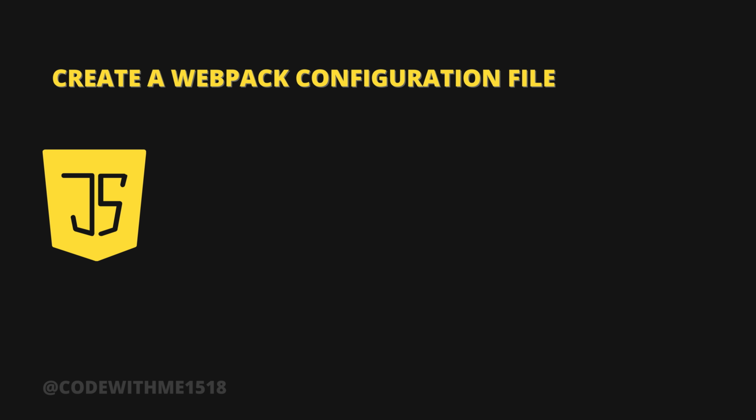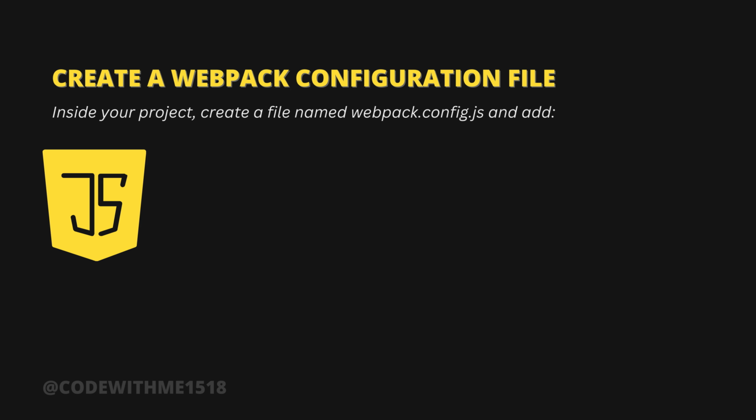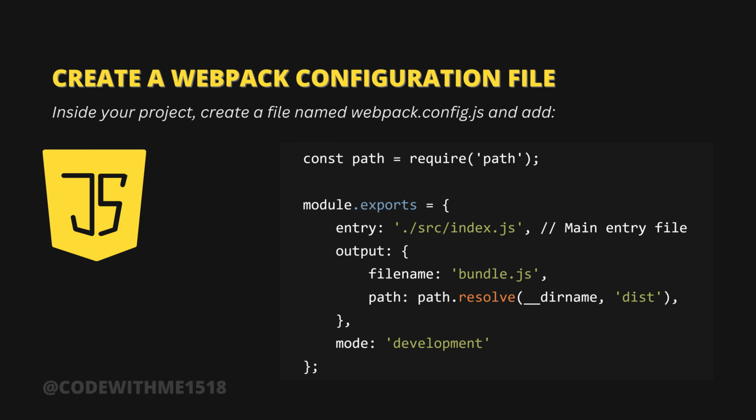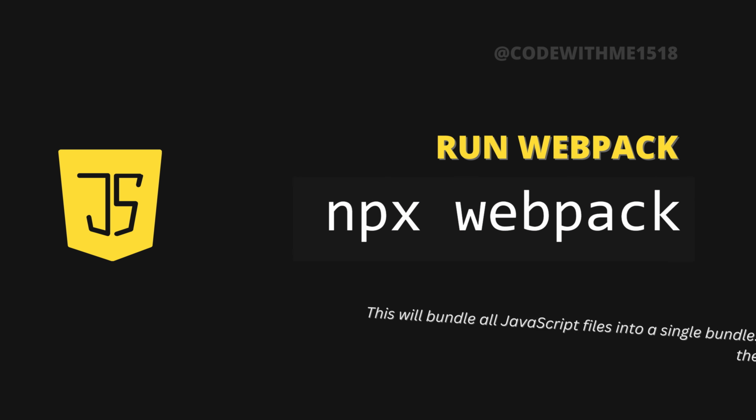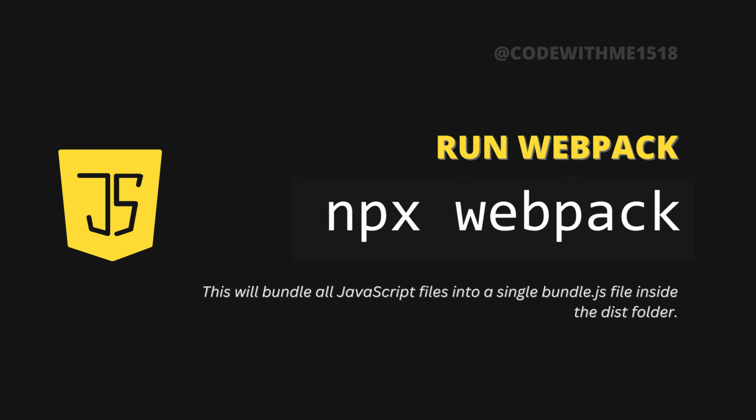4. Create a Webpack configuration file. Inside your project, create a file named webpack.config.js and add: const path = require('path'); module.exports = { entry: './index.js' (main entry file), output: { filename: 'bundle.js', path: path.resolve(__dirname, 'dist') }, mode: 'development' }. 5. Run Webpack: npx webpack. This will bundle all JavaScript files into a single bundle.js file inside the dist folder.